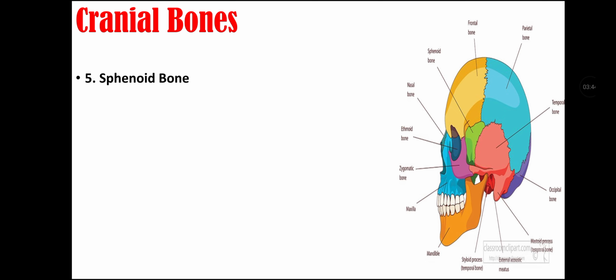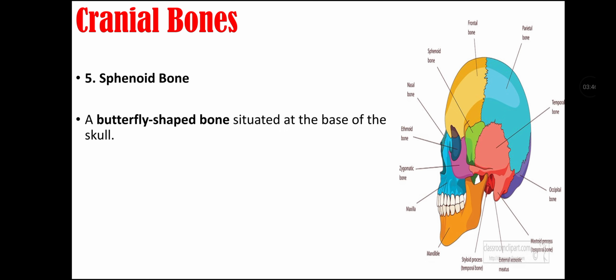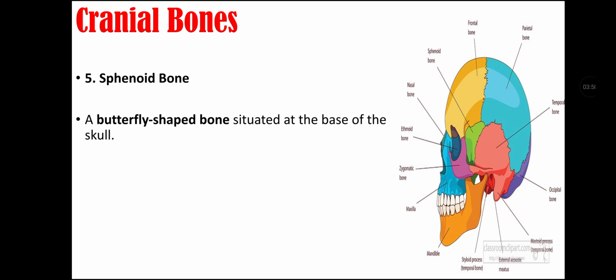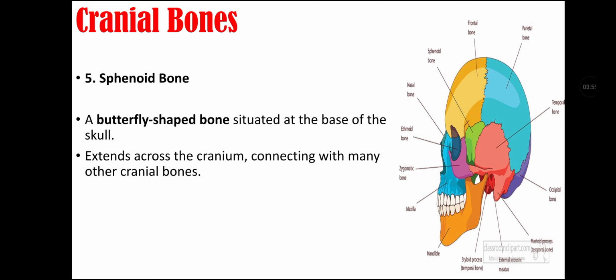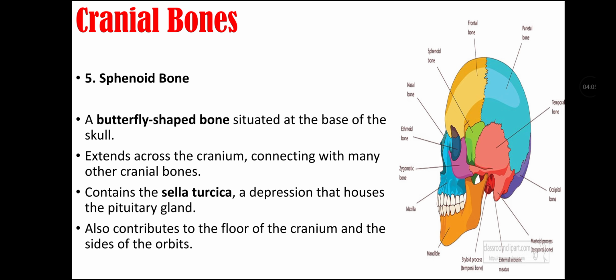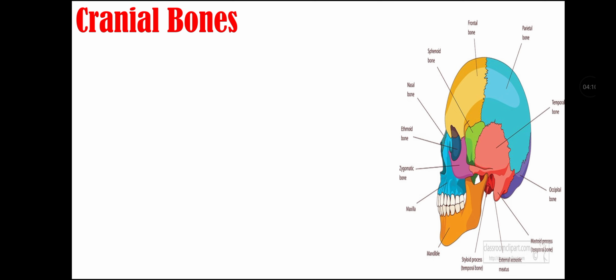Next cranial bone we have is sphenoid bone. It is unpaired bone, that means there is one sphenoid bone in every skull. It is a butterfly shaped bone that is situated on the base of the skull. It extends across the cranium. It connects with many other cranial bones. It contains sella turcica, that is a depression that houses the pituitary gland. It also contributes to the floor of cranium and sides of orbits.